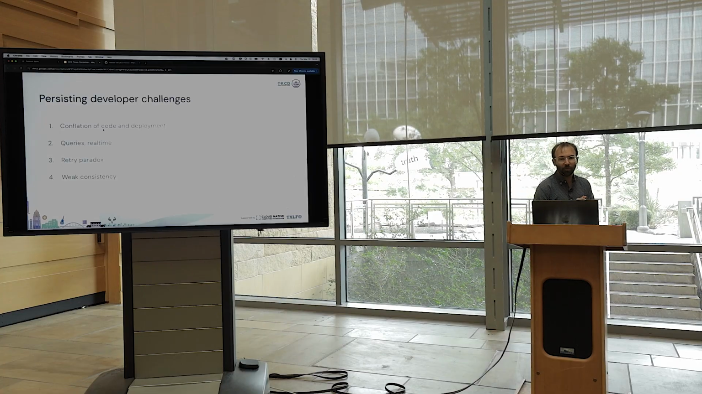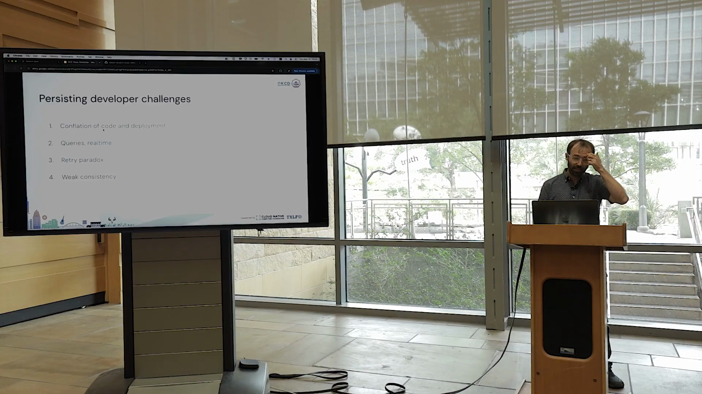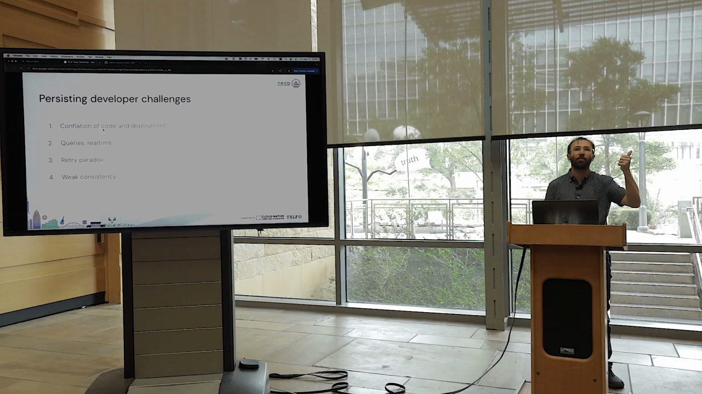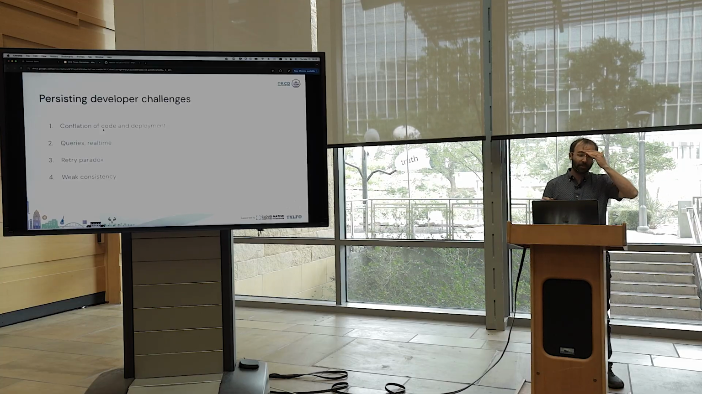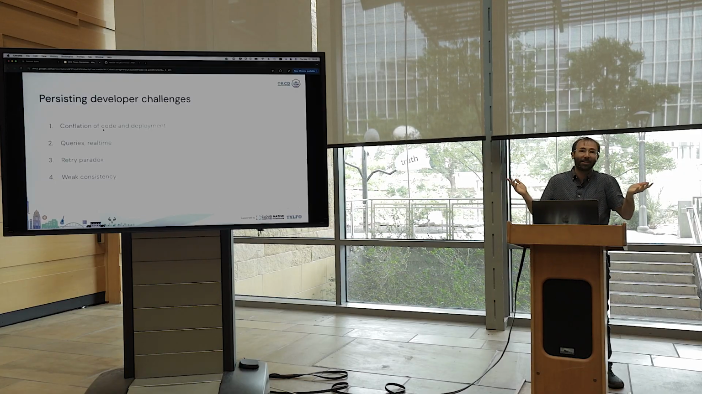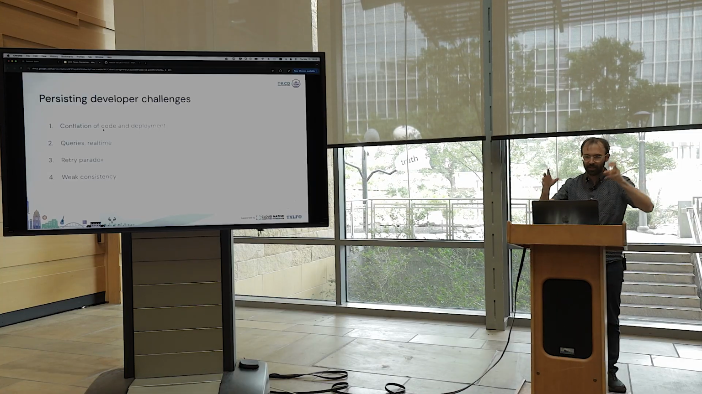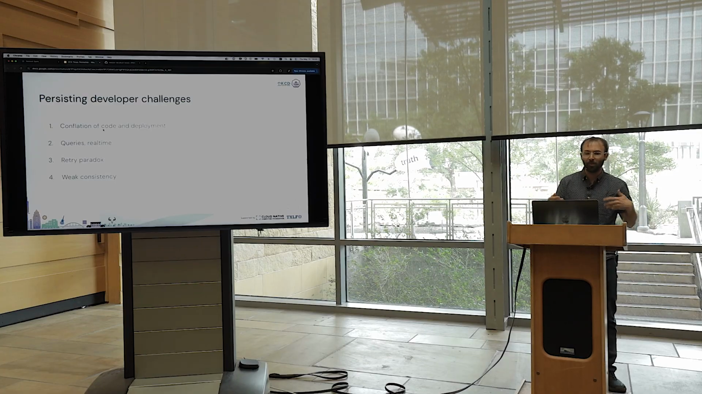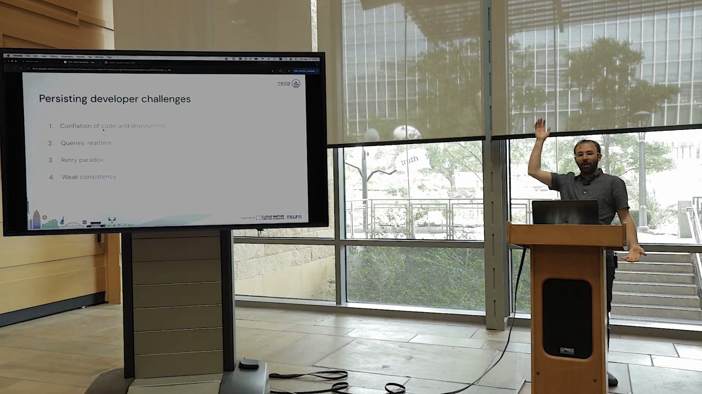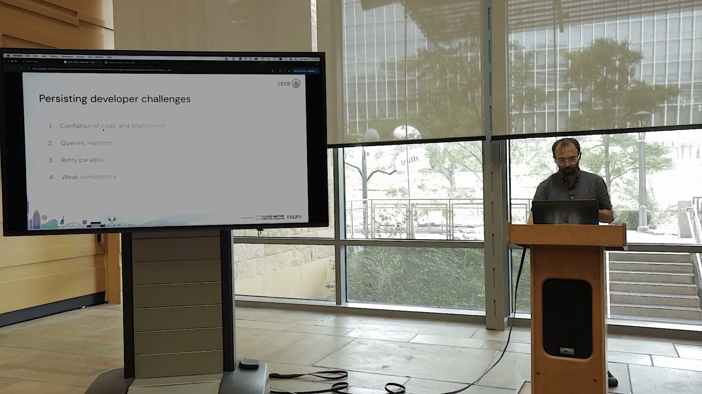All right. So the 4 developer challenges I'm going to talk about. One is conflation of code and deployment, and I'll talk about what that means in a little bit. The next is, it's still hard to do queries, and it's prohibitively hard to do real-time queries. The next is what I call the retry paradox, which is a thing that we all want to do, and it's surprisingly hard still. And the last one is weak consistency. And these are kind of my themes for these bigger problems that I'm going to go into in detail. So throughout the rest of the talk, we're going to kind of go from 100,000 foot down to 1,000 feet, and then back to 100,000 foot, and back and forth.